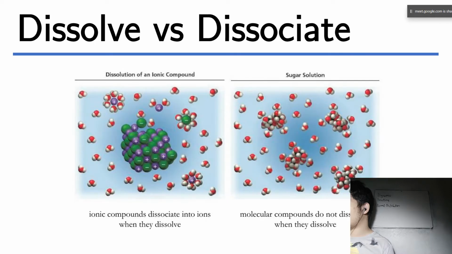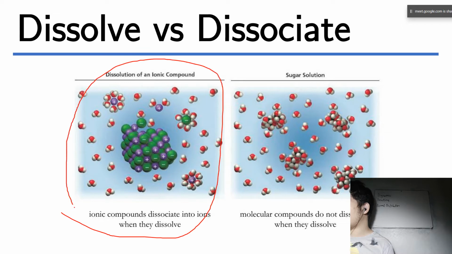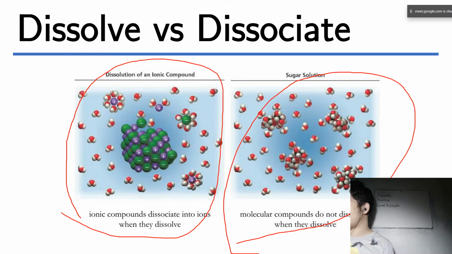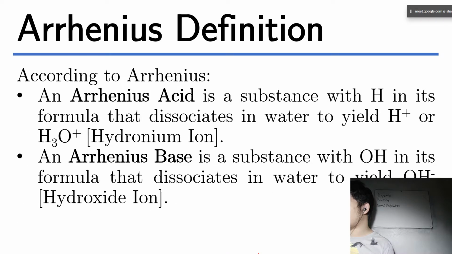Okay. Tapos, dissolve versus dissociate. Pag nag-dissociate yung compound, naghiwa-hiwalay, as in yung mga ions, no? Pag nag-dissolve yung compound, maghihiwalay siya into its constituent ions. Yun ang dissociate. Ang dissolve naman, naghiwa-hiwalay lang yung molecules, pero hindi yung ions nila. Okay? Keyword is ions. Okay?